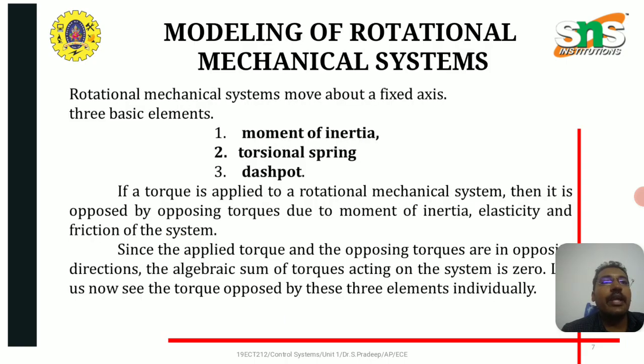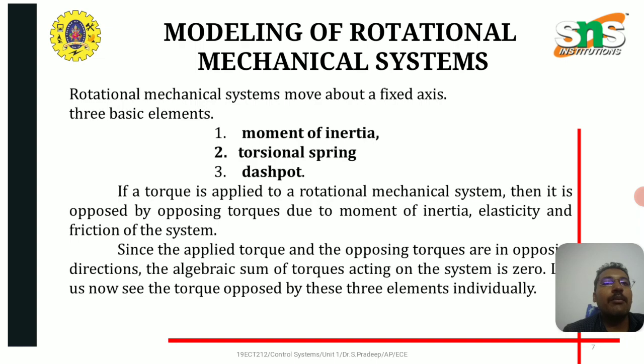Modeling of rotational mechanical system. Rotational mechanical systems move about a fixed axis. The three basic elements are moment of inertia, torsional spring, and dashpot.